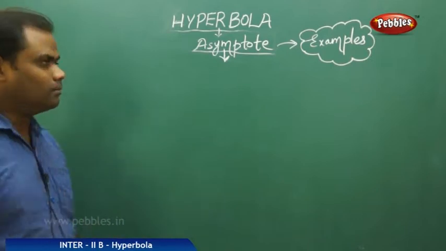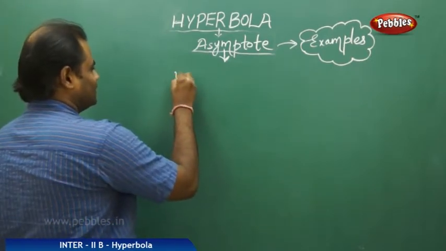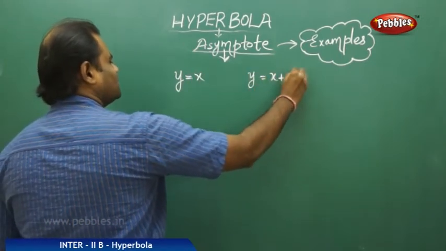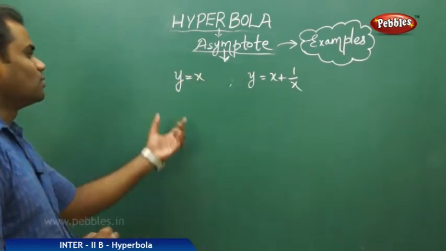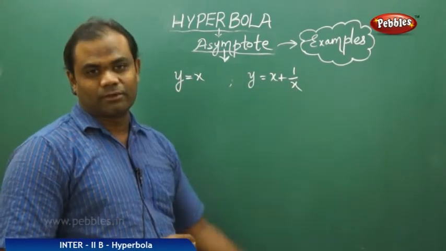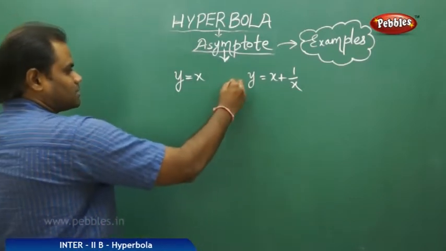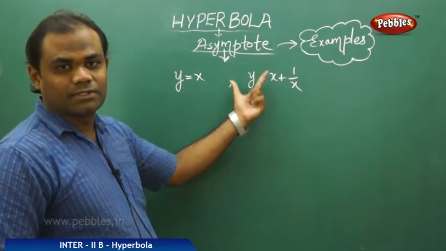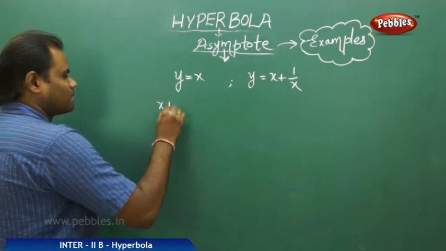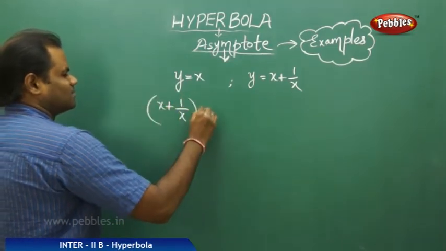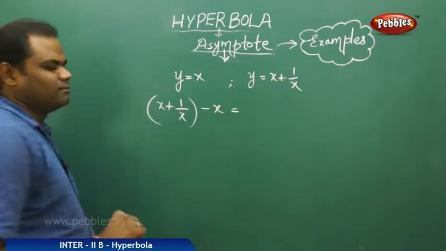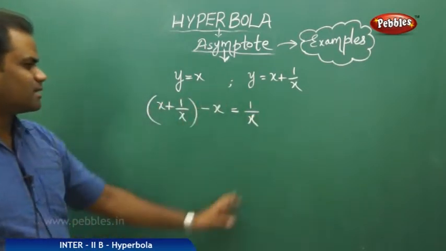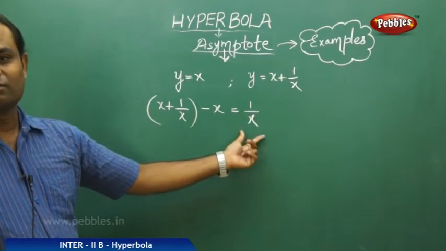Now let's see an example problem. Say for example, I have the line y is equal to x and the curve y equals x plus 1 by x. Then I would like to know the asymptotic behavior of this line with respect to this curve. So in this case, we use the property of case 1, where a non-vertical line will be an asymptote for this curve if I consider x plus 1 by x minus x, which is equal to 1 by x, because x and minus x get cancelled. So this minus this is 1 by x.